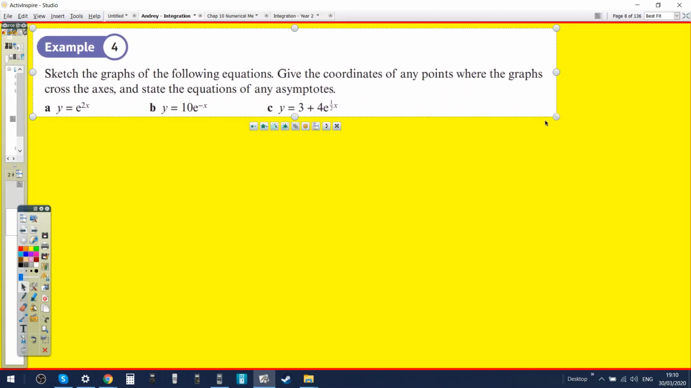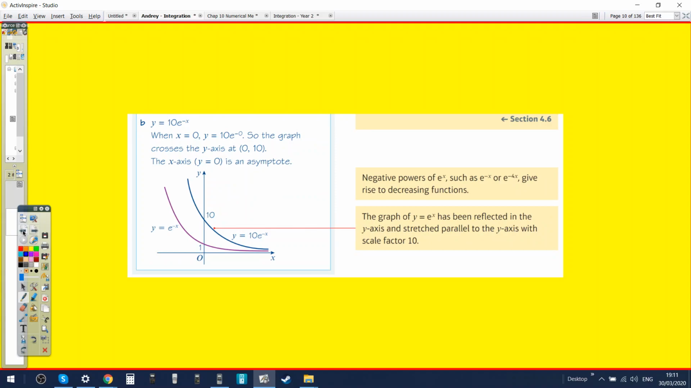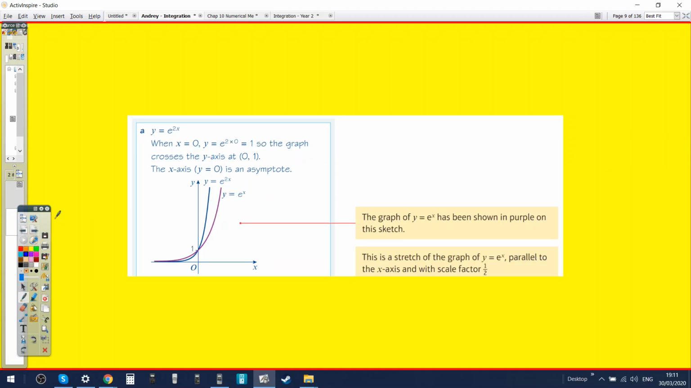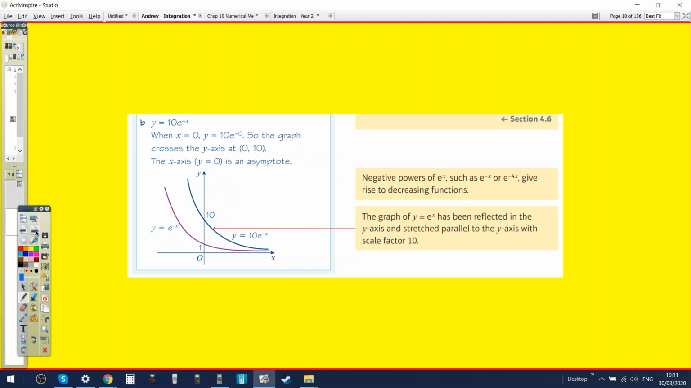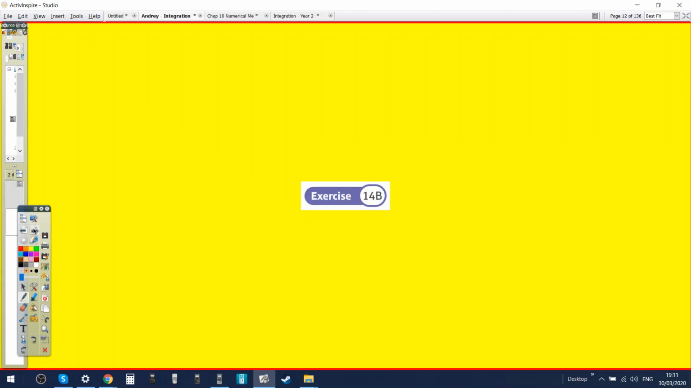Sketch the graphs of the following. Give the coordinates of any points. You can just put it in the calculator. Yep, let's put them in the calculator. What is anything to the power of 0? 1. And that's why e to the x, e to the 0 is 1. e to the 2x, e to the 2 times 0 is still e to the 0, so it's still 1. So lots of these graphs will go through 1. e to the minus x also goes through 1. But then there's some other stuff, like they added some stuff, so it went up.